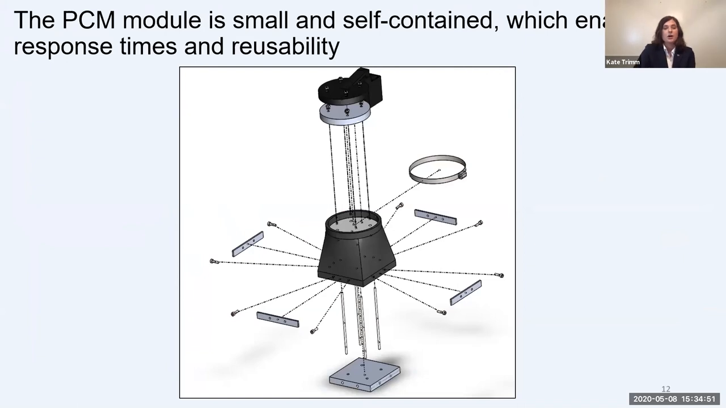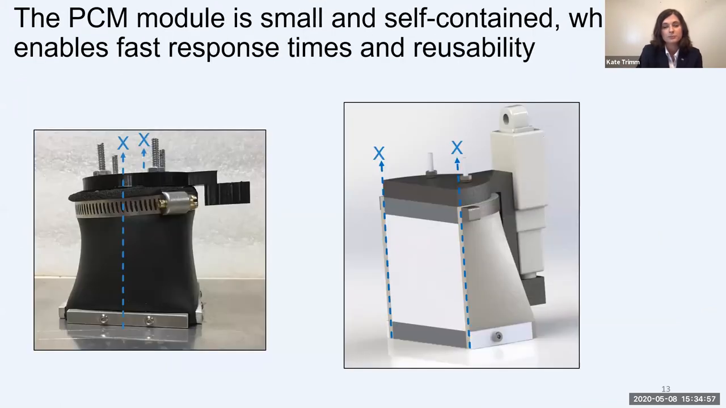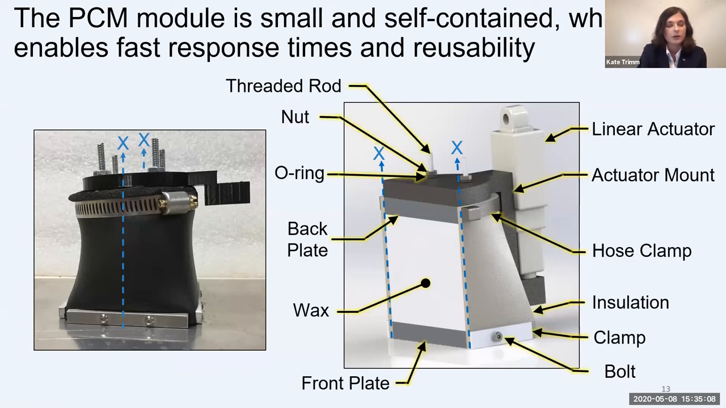Here is our phase change module in an exploded view. All right, so as you can see here, here is our built phase change module, and then there's a cross-sectional model of our SolidWorks model. So it was made up of several different components. We're going to start with the front plate. The front plate was made with the same material as the satellite wall, so that thermally the satellite wall and the front plate are the same for consistent heat transfer.